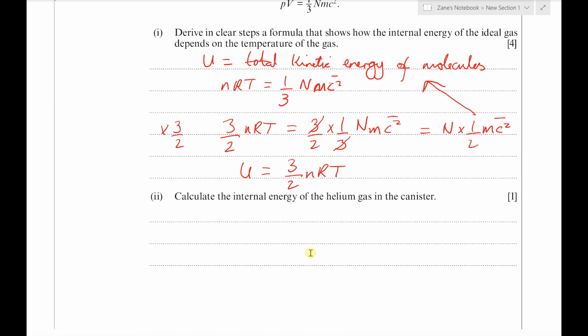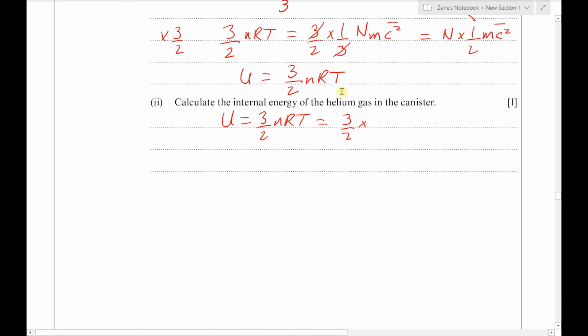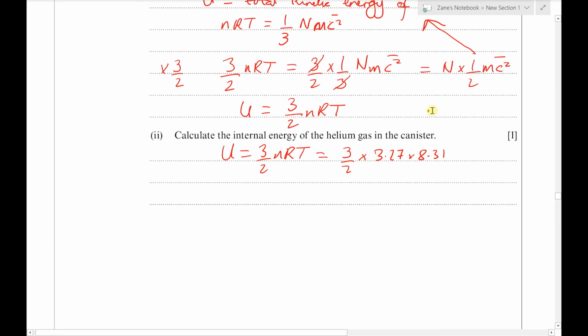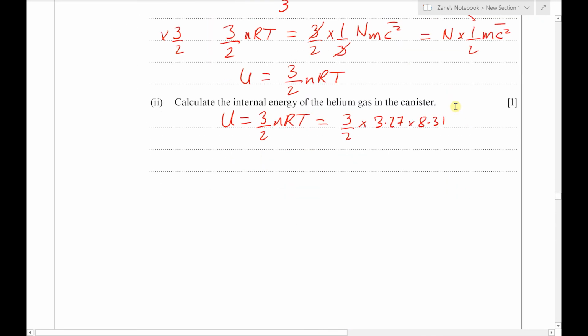Next, we've got to calculate the internal energy of the helium gas in the container. So we can use 3 over 2 nRT, because we know the number of moles, we know R, and we know the temperature. I'll show you another way in a second, but let's calculate that first of all. So it's 3 over 2 times n. If we go way back to the start of the question, n was 3.27 moles. R is 8.31. And the temperature was 280, I think. Yes, 280 Kelvin. So I'll put those into the calculator, and we come up with an answer of 11,400 joules.